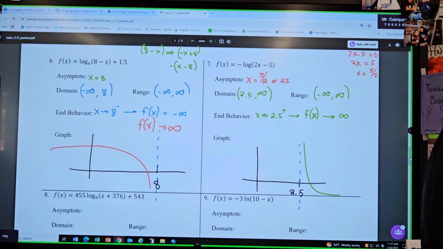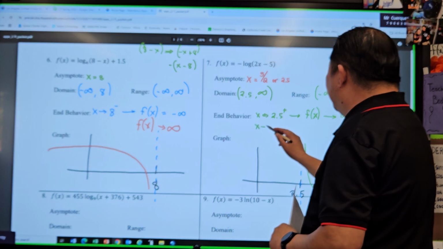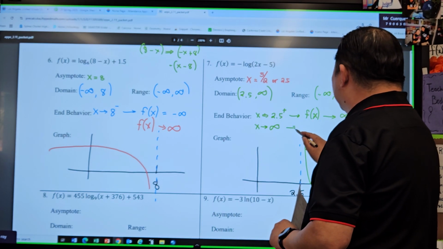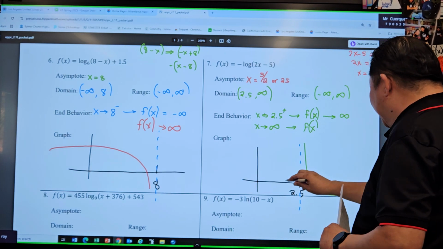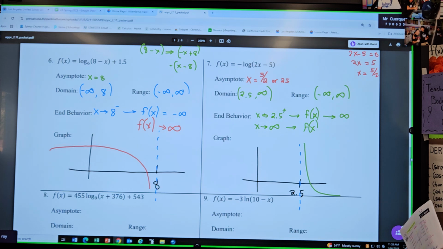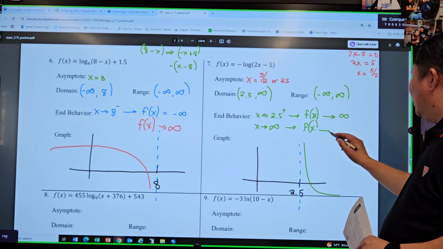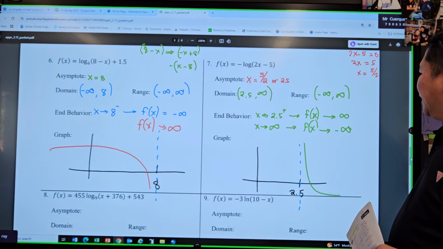What else? As x goes to positive infinity, the function itself, where do you think the behavior of the graph is? Is it positive infinity or negative infinity? It's going to be negative, okay? So approaching negative infinity.